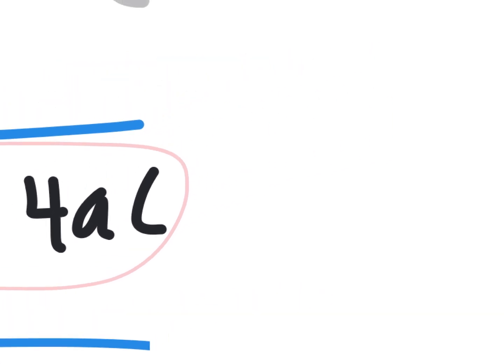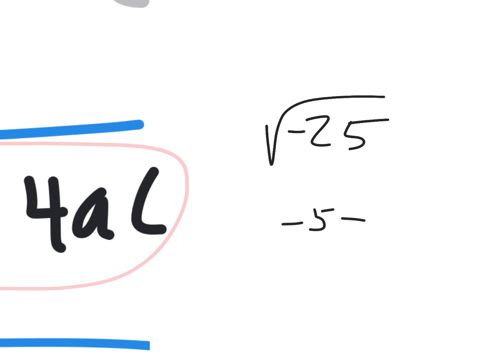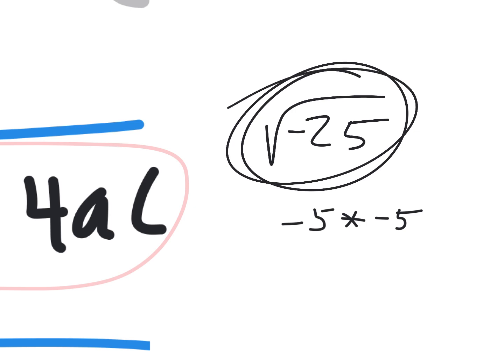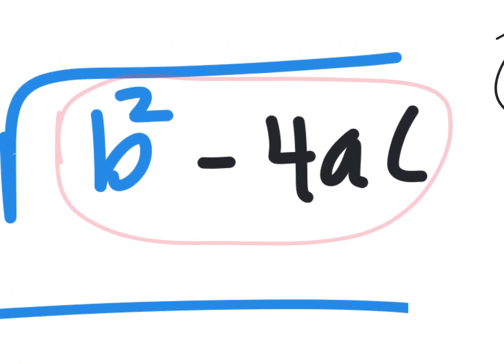If you have the square root of 25, you're fine because it's 5. But why can't you do the square root of negative 25? Because negative 5 times negative 5 does not equal negative 25. There is no answer for this. So you can't do square roots of negatives. So if this part of the formula turns out to be negative, say negative 25, then there's no answers. It's kind of handy to know that the answer to the question is that there's no answers.